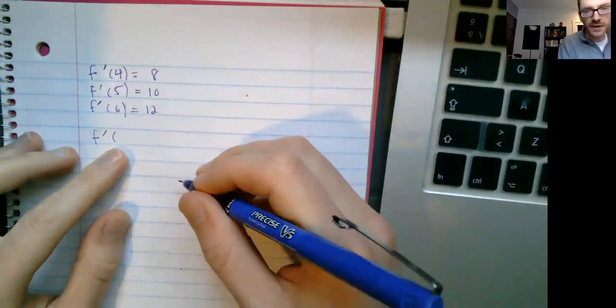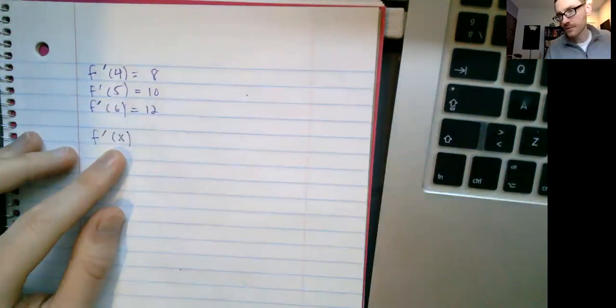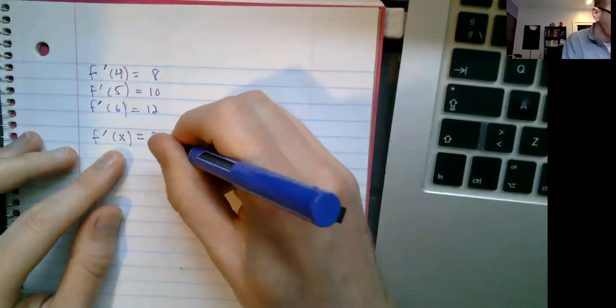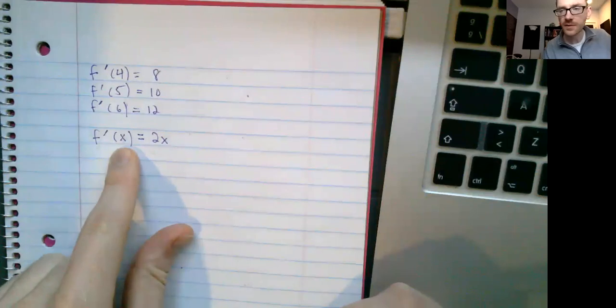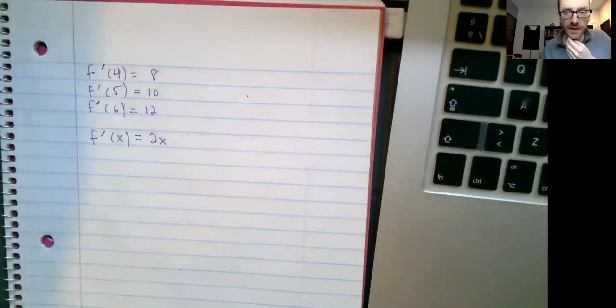Is it always true that f prime of, instead of writing a specific number here, like 4 or 5 or 6, what if I just write an x, meaning any number? Is that always going to be twice the number that appears here? Is the output always going to be twice the input here? In fact, it will be. And in part C, I ask you to prove it.